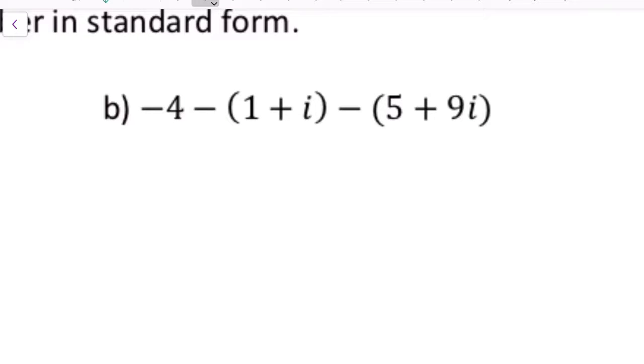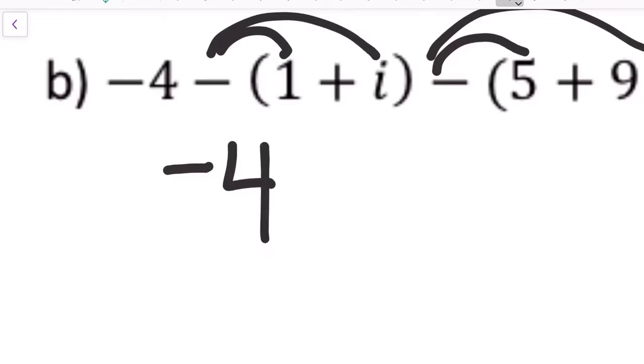Now in part B, this time we are subtracting. So what do you think we do with that minus sign? We distribute it. We've got 2 of them, so we distribute both. But you're not foiling. Correct. We have negative 4, minus 1 minus i.